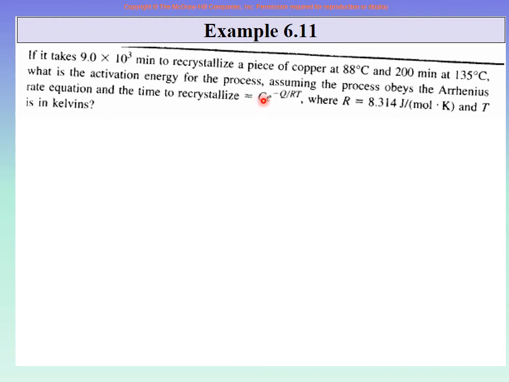But these C and Q are two constants of the material, that if you want to do heat treatment for this particular material, this C and Q are to be known. C is just a constant, but Q, you know, is generally heat. So activation energy, how much energy is required to do recrystallization? That will be Q.